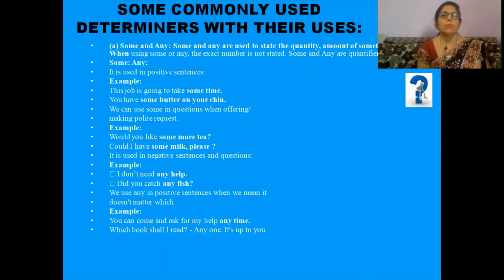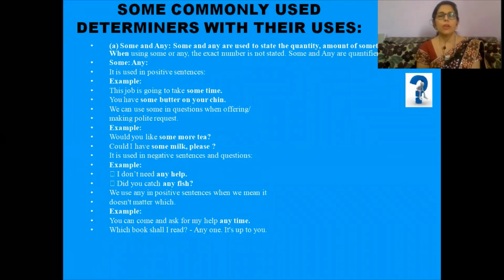In another example, you'll see, would you like some more tea? Could I have some milk, please? So in case you are not specifying whether the quantity is less or more, then you will use some. We use any in the positive sentence when we mean it does not matter how much quantity it is. You can come and ask for my help anytime. That means the person may come at any time.